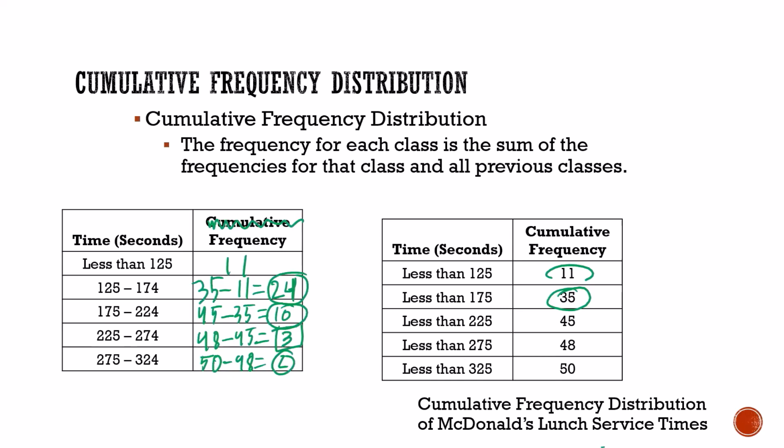Does everyone kind of see the relationship here? Because, right, there are 48 less than 275. There are 50 here, so that difference is caused by the two that are in between that category, right? And that makes it easier because otherwise you might have to do a lot of subtracting, right? But you can just subtract the ones there. Okay. Questions on this type of distribution?